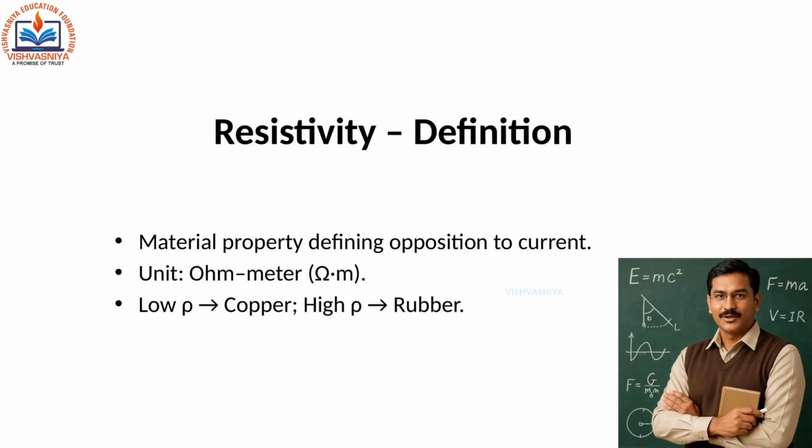Resistivity is a property of the material itself. It tells us how strongly the material opposes current flow. It's measured in ohmmeters and is independent of the shape or size of the material. For instance, copper has a very low resistivity, that's why we use it in wires. Rubber has a very high resistivity, that's why it's used as insulation.